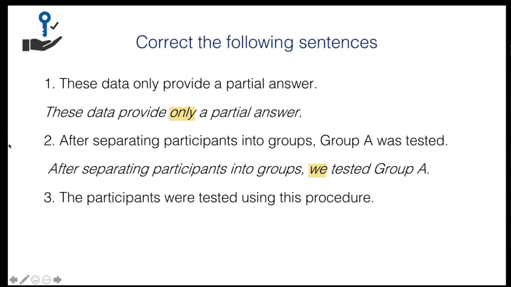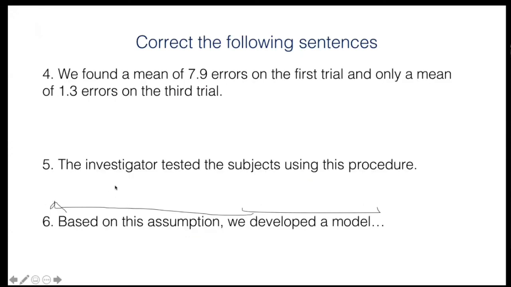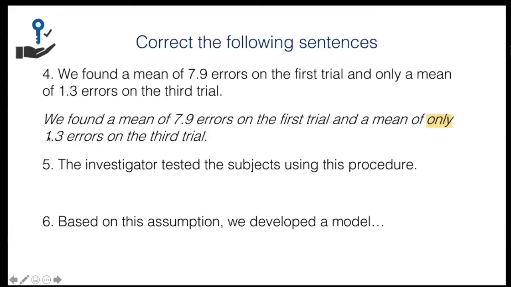Number 3, the participants were tested using this procedure. We discussed it. So again, say who did it, right? And here I put it at the beginning because, as we said, it's more natural. As for number 4, it's a long one. What can we do? We can put only, I guess here only belongs to 1.3 errors, right? And it's misplaced. It's not only a mean, but of only this.